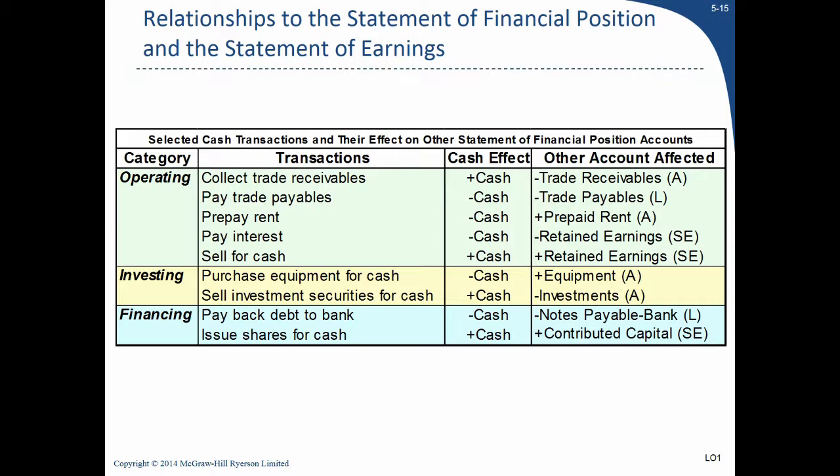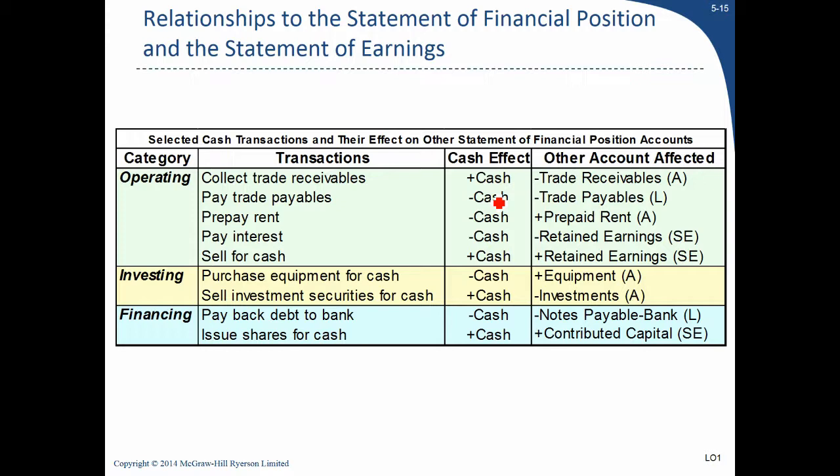Okay, so let's look at this, which is almost a summary of typical journal entries. You should be familiar with the nature of all these journal entries. All we've done here is categorize the transaction into either operating, investing, or financing, and show what the impact on cash is. Remember, cash is an asset account, therefore it has a debit balance. Therefore, if you see plus cash, that means we're debiting cash. If you see minus cash, that means we're crediting cash.